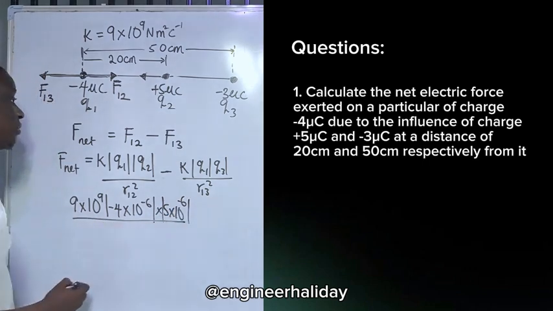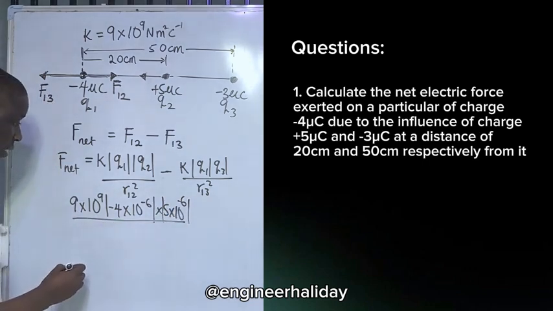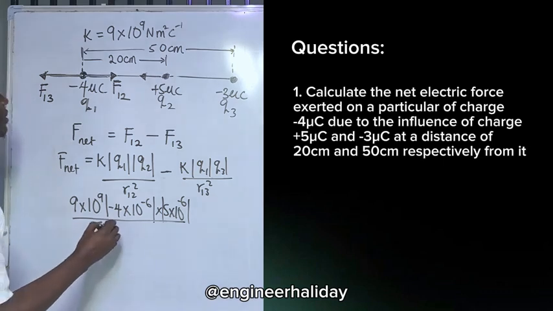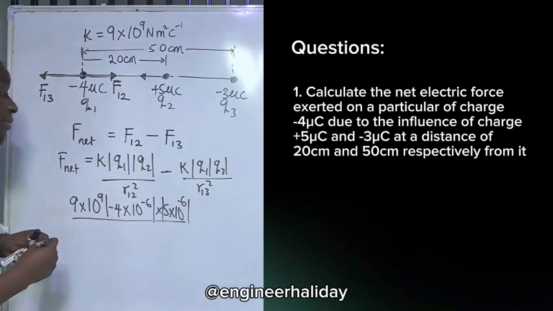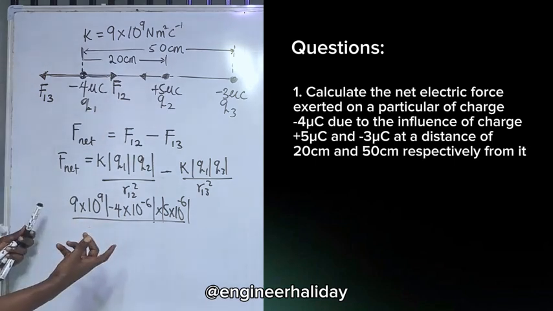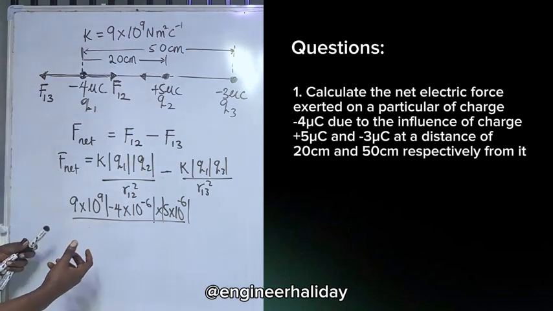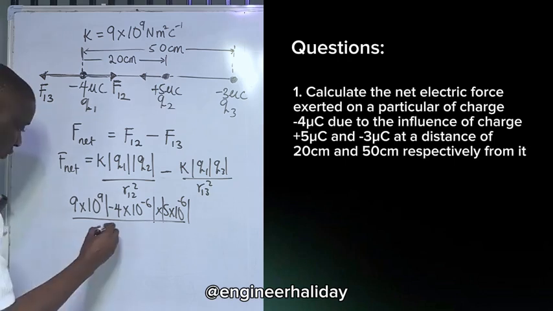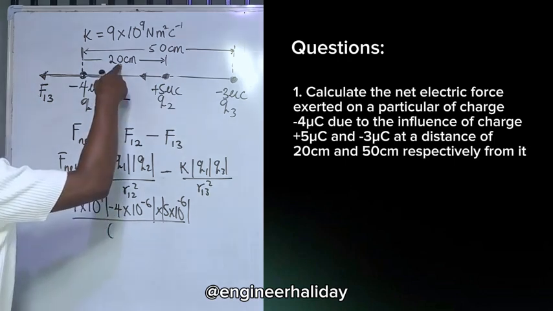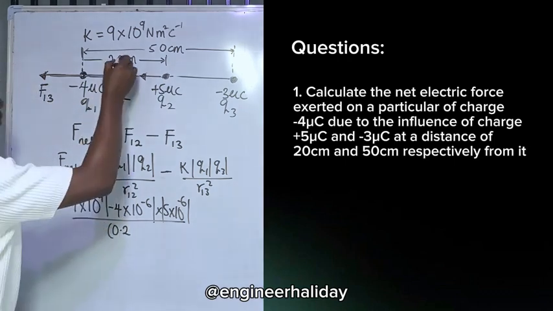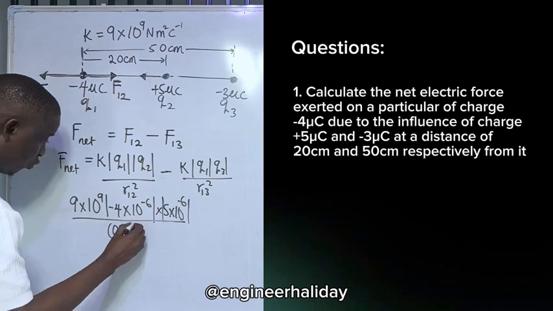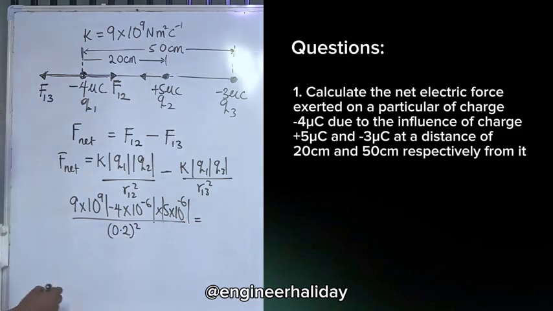Or divide by what? Let's say the distance is 20 centimeter. Since it's 20 centimeter, you divide by 100 to convert it to meter. So 20 centimeter divided by 100 will give us 0.2. Then 0.2 square. So you get the answer from it. That will give you F12.